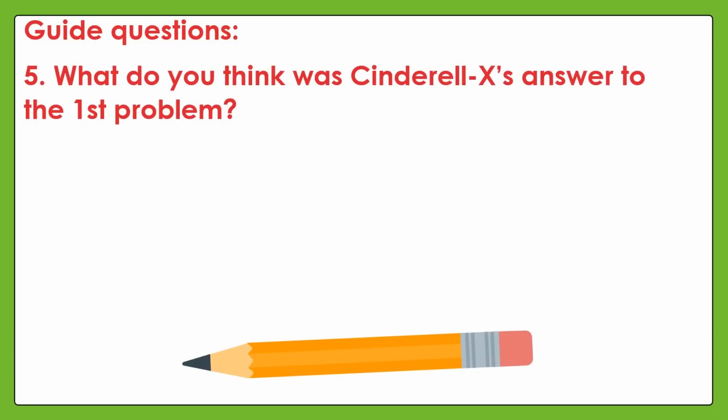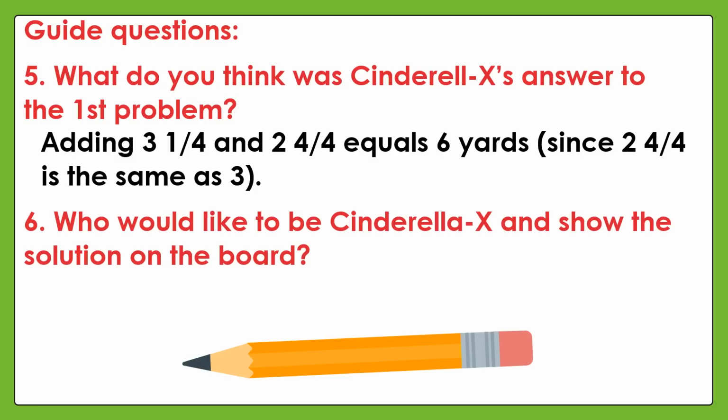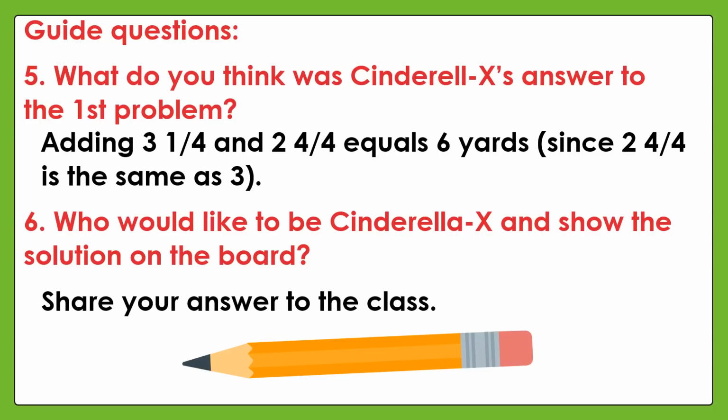Number 5, what do you think was Cinderella X's answer to the first problem? The answer, adding 3 and 1/4 and 2 and 4/4 equals 6 yards, since 2 and 4/4 is the same as 3. Number 6, who would you like to be Cinderella X and show the solution on the board? The answer? Of course, share your answer to the class.